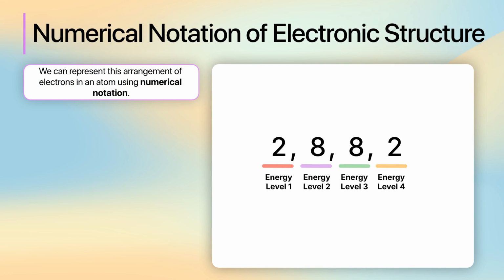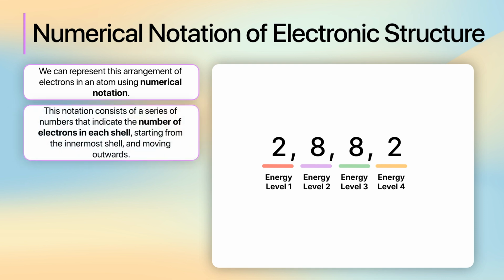We can represent this arrangement of electrons in an atom using numerical notation. This notation consists of a series of numbers that indicate the number of electrons in each shell, starting from the innermost shell and moving outward. Let's look at some examples to see how this works.